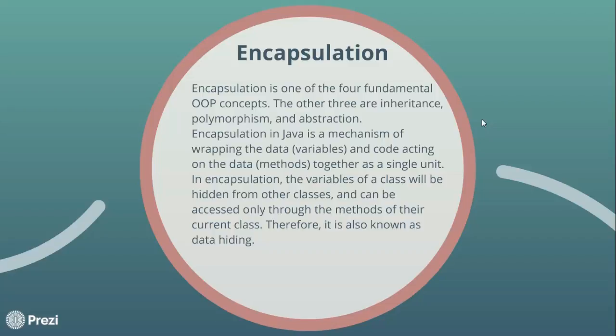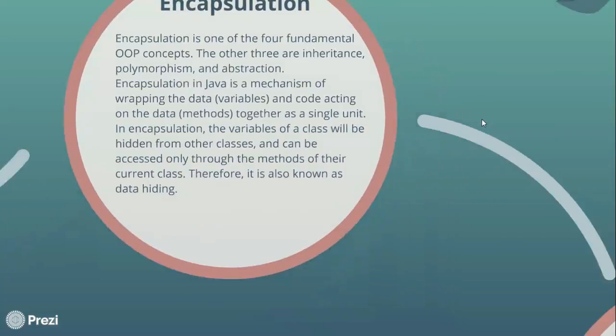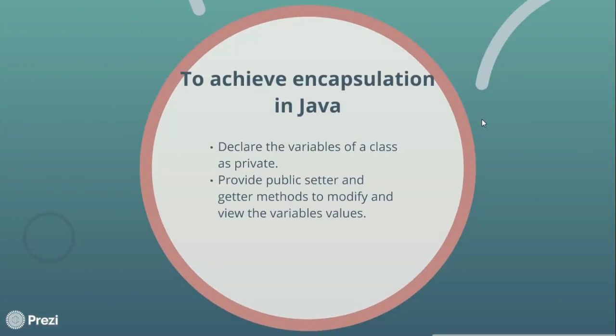In encapsulation, the variables of a class will be hidden from other classes and can be accessed only through the methods of their current class. Therefore, it is also known as data hiding. Now, to achieve encapsulation in Java, we have two steps. That is, declare the variables of a class as private, and provide public setter and getter methods to modify and view the variables' values. We will discuss how to achieve encapsulation in Java when we come to that topic. But here we are only giving the theoretical concepts.